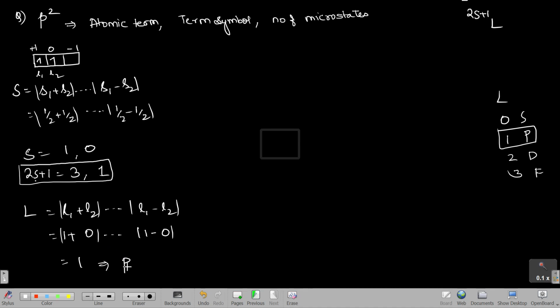So the atomic term is going to be P. What are the possibilities? You just substitute here 2S plus 1 L. 2S plus 1 has two values: one is triplet, the other one is singlet. So triplet P is one atomic term, and singlet P is the other atomic term. So there are two atomic terms possible: triplet P and singlet P.